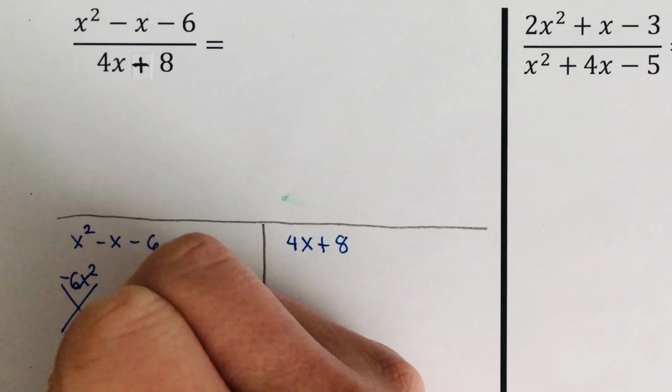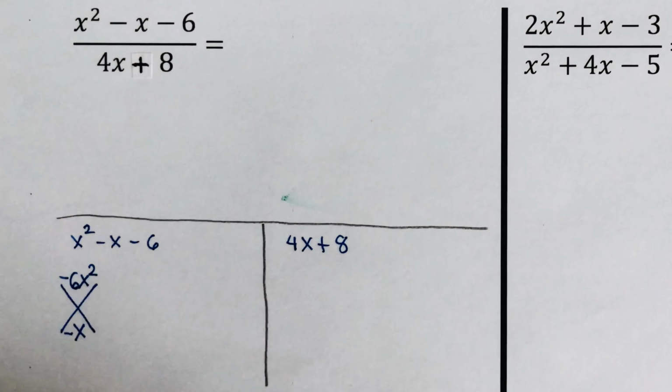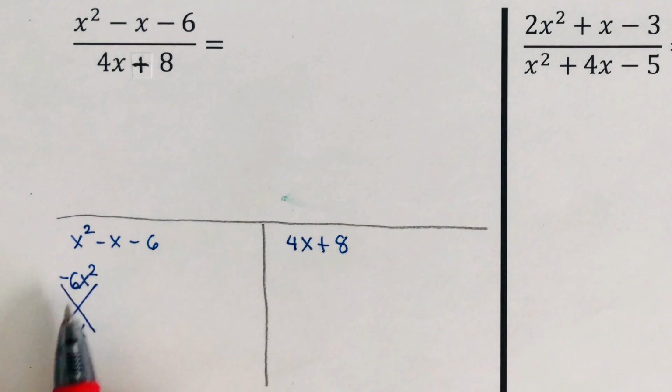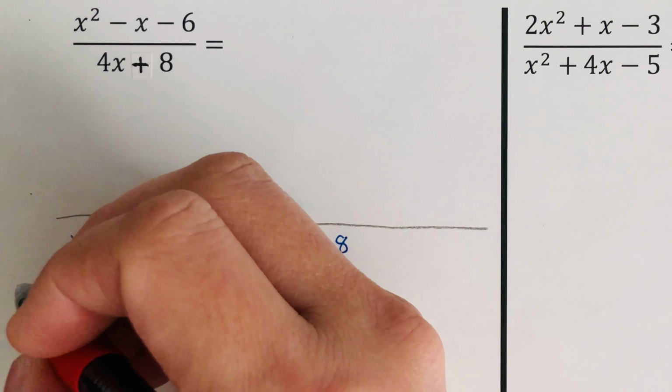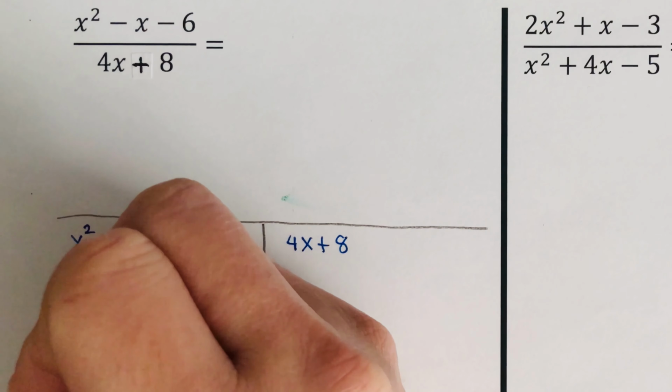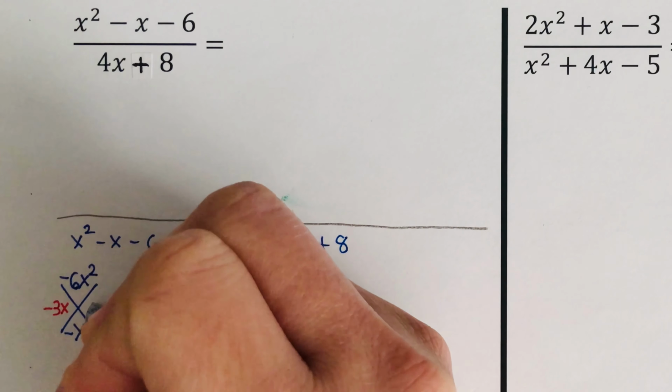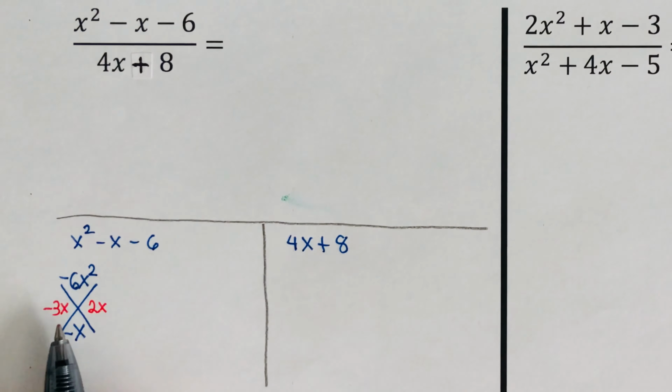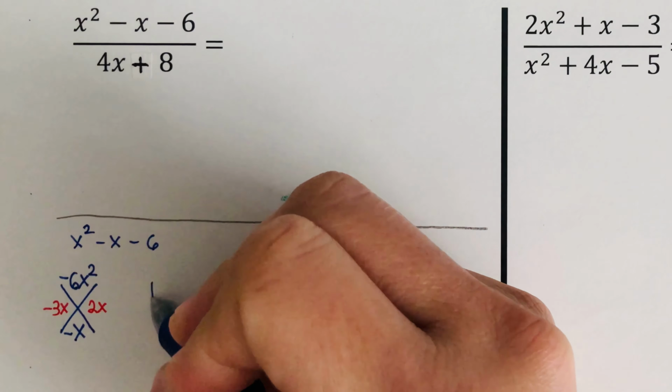That's a negative x. So we need to determine what are these two factors so that when we multiply these two, it's negative 6x squared, and when we add these two factors, it's negative x. So these are actually negative 3x, and then we have a positive 2x. If we add these two, it's a negative x, and if we multiply these two, it's negative 6x squared. Now we're ready to move on to the box or the area model.